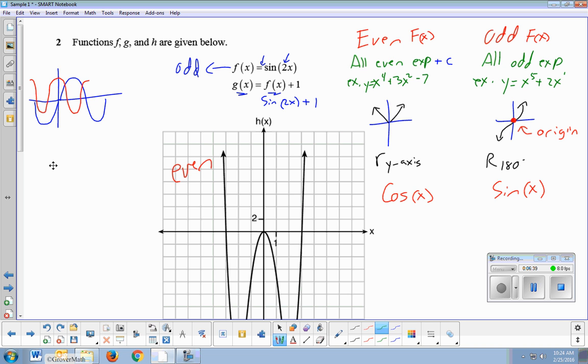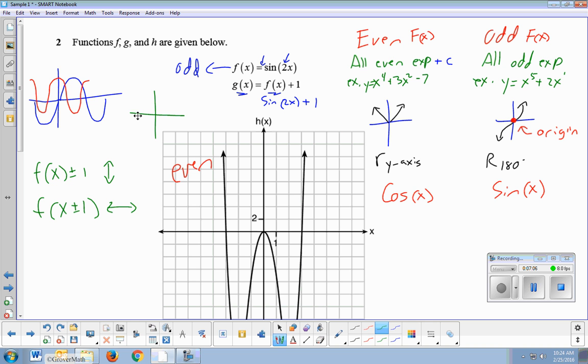Remember the transformations: the f of x plus or minus 1, that is your up-down, and plus is up, minus is down. But the f of x plus or minus 1 in the parentheses, that's your side to side. And the plus is actually left and the minus is right, which is a little counterintuitive. But this f of x plus 1 means up 1. So that means our sine graph was moved up 1.